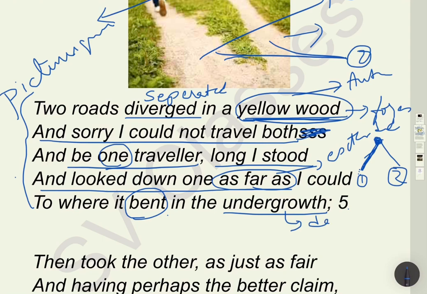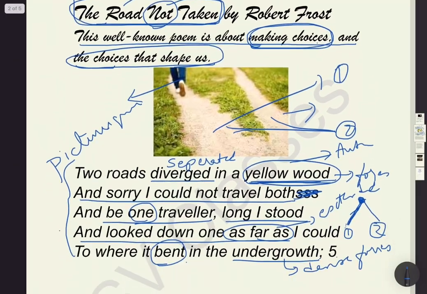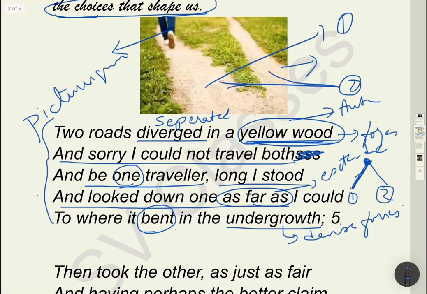Undergrowth here means the dense forest. The forest was very dense and I was unable to know exactly where it was going to end. So I looked down as far as I could. I just stood on that point and started thinking whether I should take road 1 or road 2, which one would be the better choice for me and where exactly it would lead me.